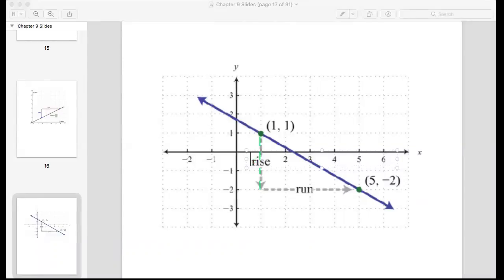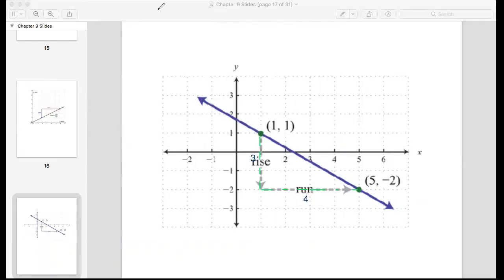Oh, it's not really a very good color. Let me change it to a darker color so you can see that. So 3 units, okay? And then when we go across, we go 1 unit, we go 2 units, 3, and it's 4 units. So as we count across, we count 4 units.